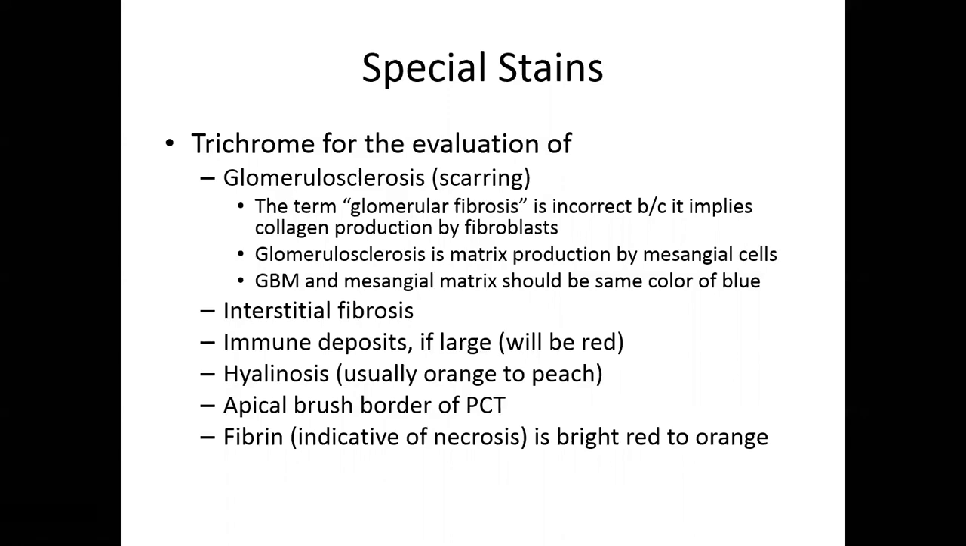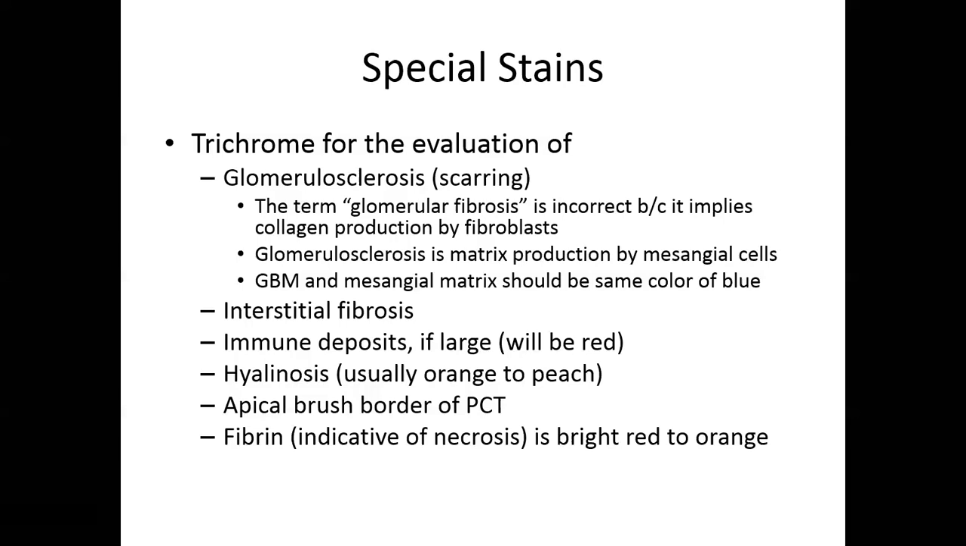It's a whole bunch of different fibronectins, vitronectins. There is collagen in there as well, but there's a whole bunch of other mesangial matrix components, and it's predominantly produced by mesangial cells. So it's not just fibrous collagen produced by fibroblasts, it's mesangial cells making matrix. And so that's why we use this term glomerulosclerosis.